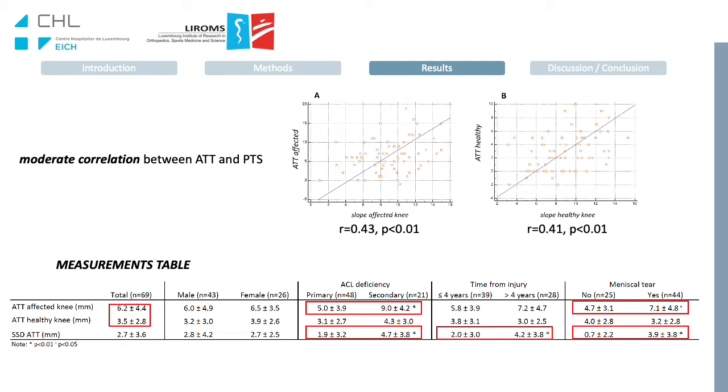As regards the measured parameters, there was a significant increase in the anterior tibial translation of the affected knee in comparison with the healthy knees. Also, anterior tibial translation was significantly increased in secondary ACL deficient knees and if at least one meniscal lesion was present. Side-to-side difference anterior tibial translation was instead significantly increased in secondary ACL deficiency if time from injury was greater than 4 years and if at least one meniscal lesion was present.